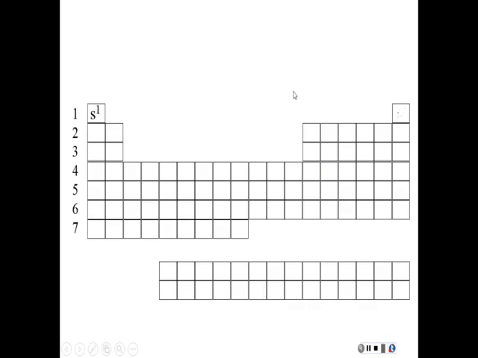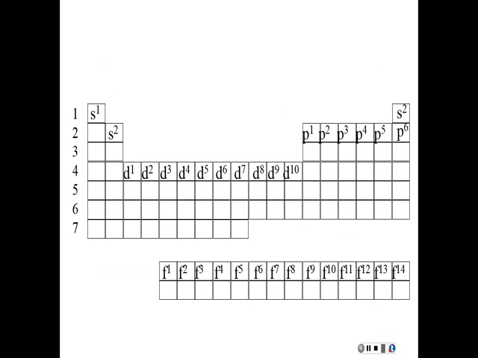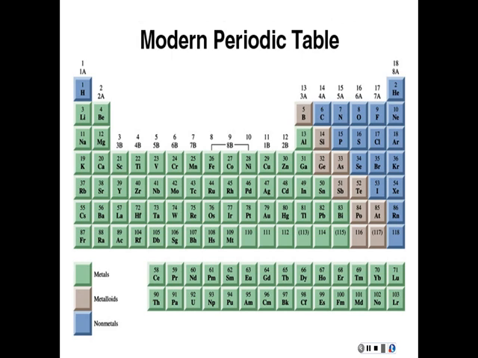Another way to view it is like this. This will give you the order, 1s, s1 and s2. Here are the p6s, d10, f14. So here's our modern periodic table. So hydrogen 1s1, we go across to helium 1s2, lithium 2s, we'll end with 2s1, then we have 2s2, go across 2p1, all the way to 2p6 for neon.